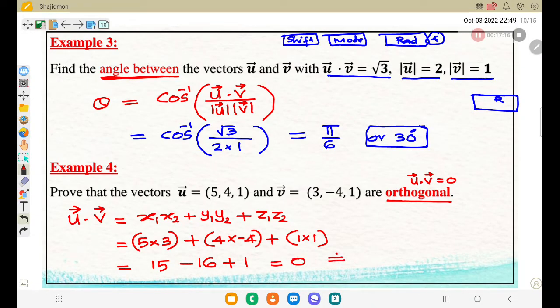Answer 0, dot product 0, means what can we say? Vector U and vector V are perpendicular, correct? They are orthogonal or perpendicular. So I hope you understood how to check whether two vectors are perpendicular or orthogonal.